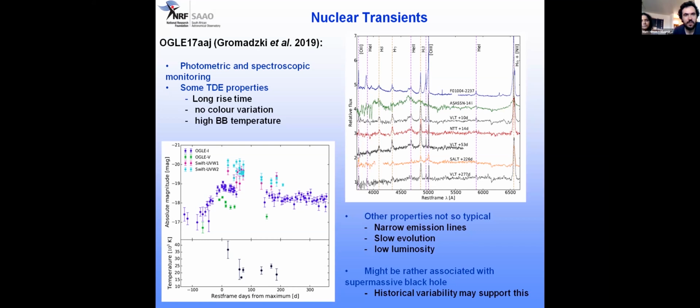Still on the TDEs, I think you mentioned they were polarized at 2% or something like that. Yeah, that's right. Is that what's expected?